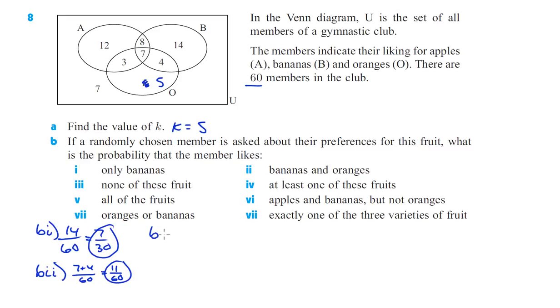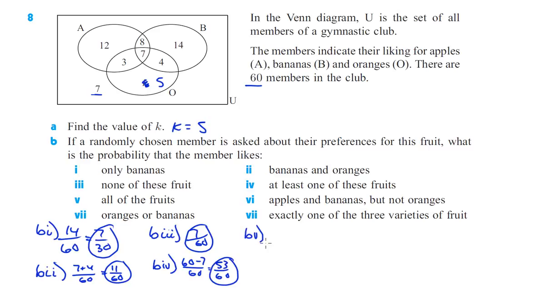B part 3 is how many like none of these fruit? That's the 7 right there. 7 out of 60. Right? Because that's those people. Part 4 is at least one of the fruits. So that's everyone except for those 7. So that really would be 60 minus 7 over 60, which is 53 over 60.